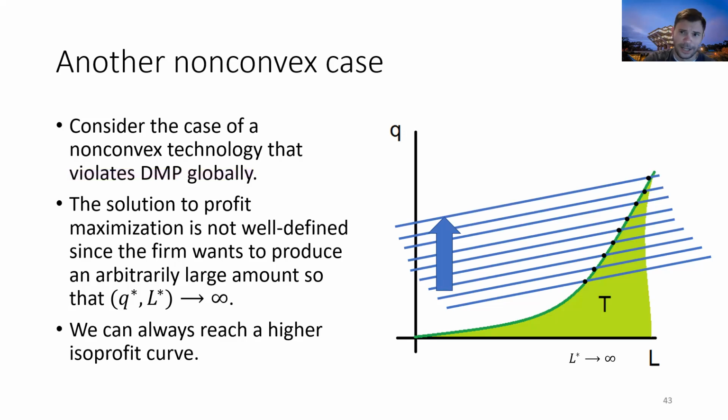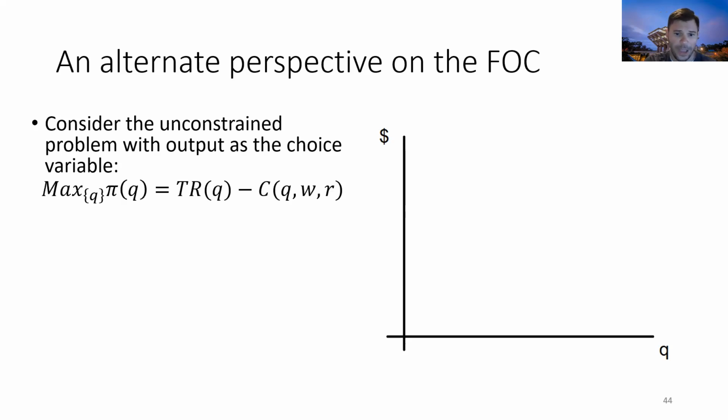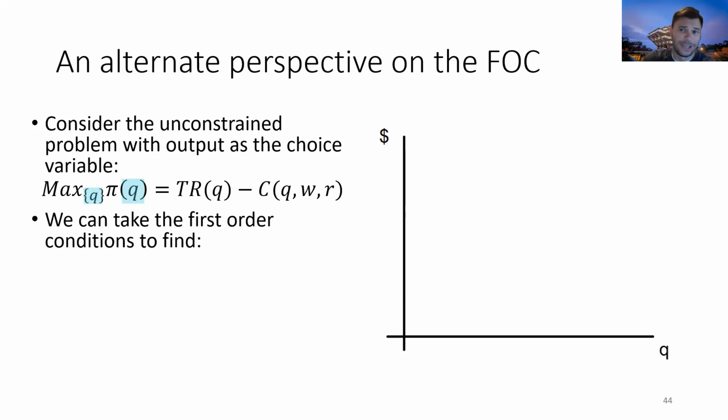Now, we started looking at an alternative perspective on the first order condition last class, where we looked at the problem rewritten after solving cost minimization and getting the cost function, in a way where our only choice variable was the quantity produced, output. Okay, so we thought about orienting the problem this way: dollars on the vertical axis, quantity on the horizontal. And we again wanted to take the first order conditions here.